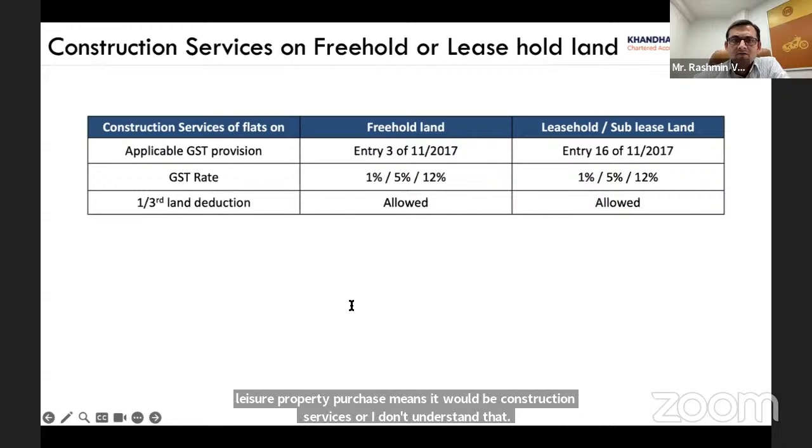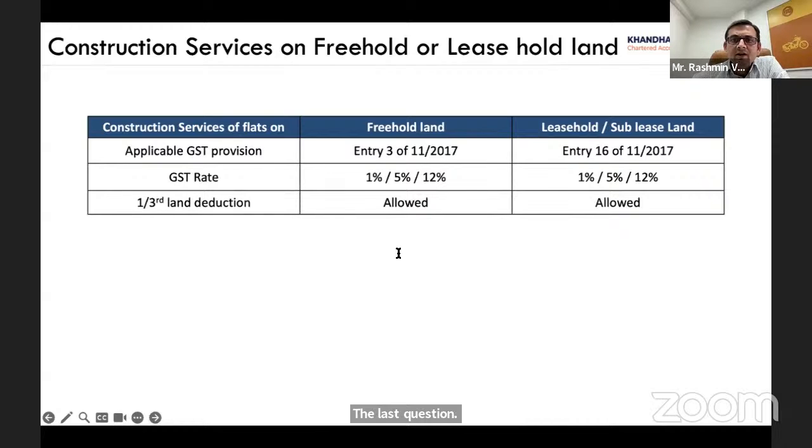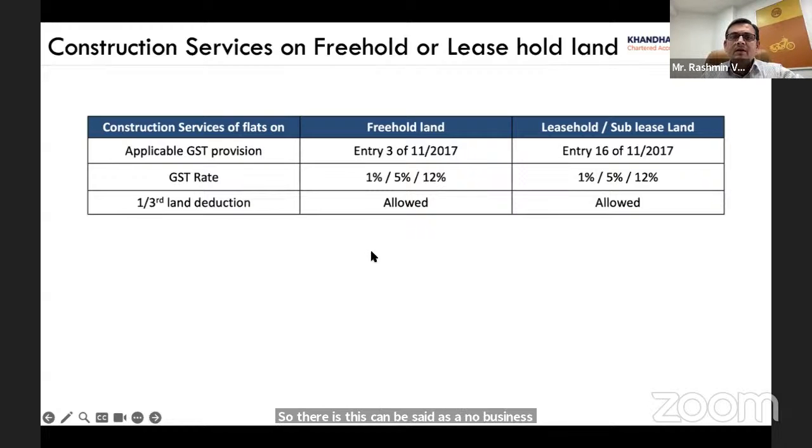The last question. We have taken TDR rights for the construction of office premises for own use. What will be the taxability for own use? It is not actually a supply, there will be no supply, your output supply will be nil. So this can be said to be a no-business transaction, but reverse charge can be said to be applicable, Neha.